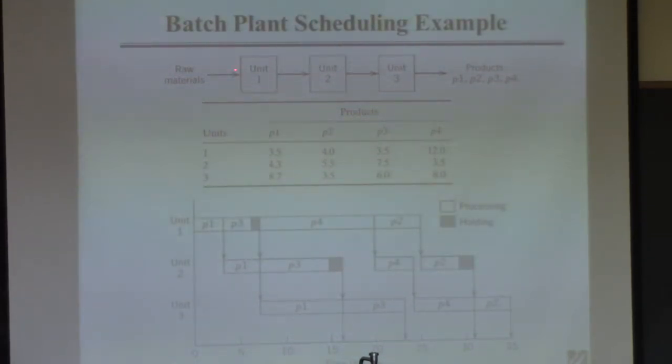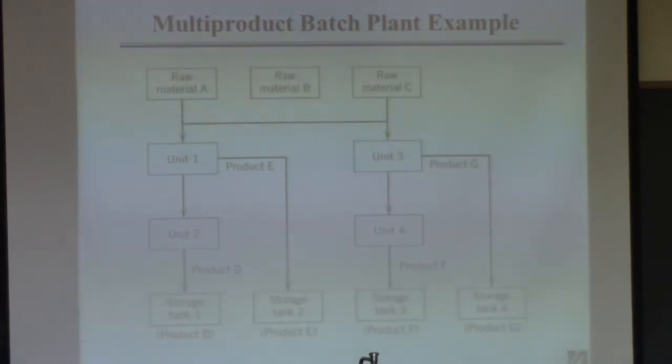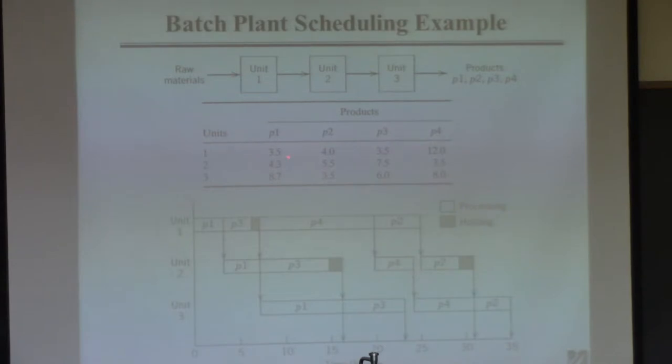So this might be a reactor, this might be a mixing unit, this might be a reactor, this might be a batch distillation, something like that. And this is the amount of time each product takes in each unit. Let's say this is hours. So if you want to make product P1, you have to spend 3.5 hours using unit 1, this amount using unit 2, this amount using unit 3.